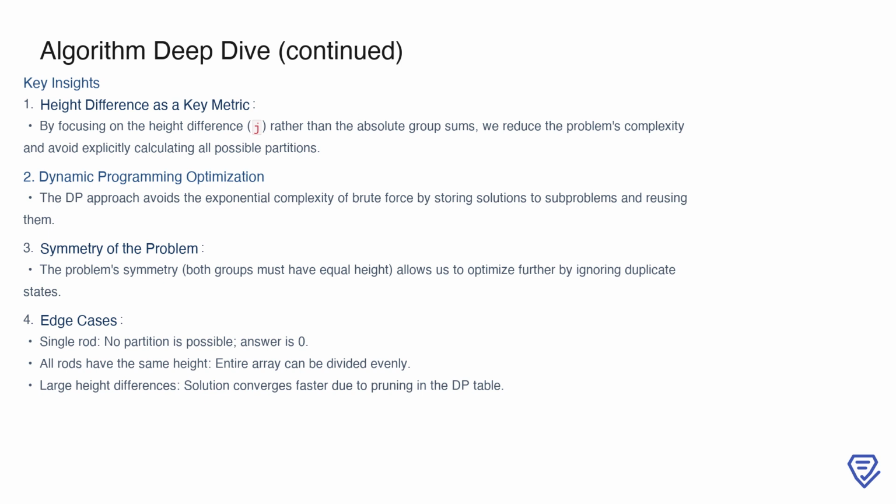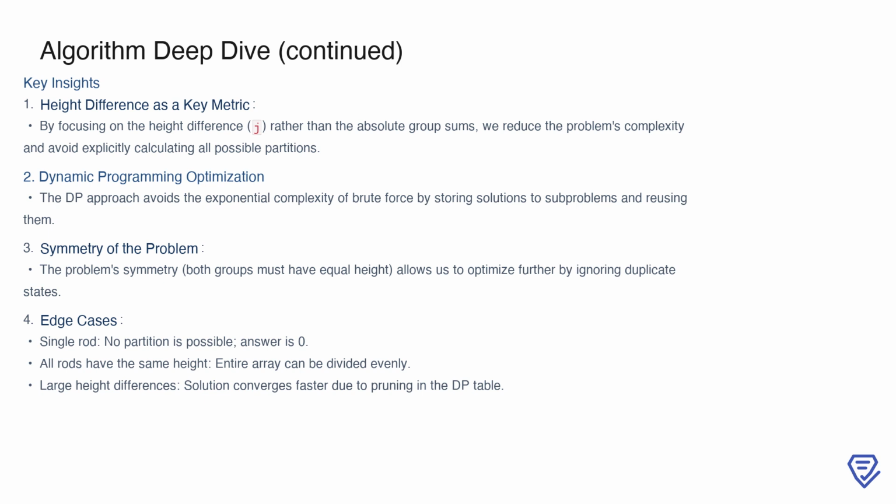Second, dynamic programming is a powerful tool in this context because it allows us to store and reuse solutions to subproblems, avoiding the exponential explosion of the brute force approach. Third, the symmetry of the problem, where both groups must have equal height, enables us to further optimize by eliminating duplicate states. Additionally, certain edge cases highlight how the algorithm gracefully handles different scenarios.